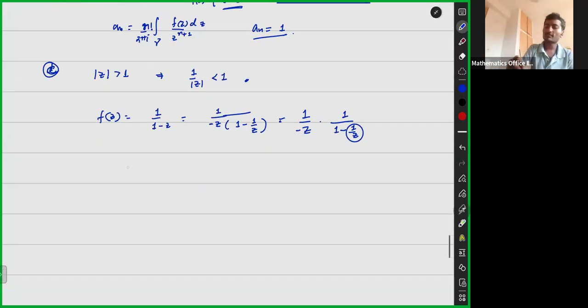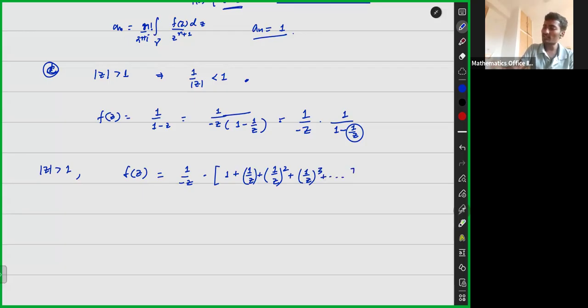So what we get here, f z, when mod z is bigger than 1, f z is equal to 1 by minus z into this series 1 plus 1 by z plus 1 by z square plus 1 by z cube and so on. Now we are taking the same series, but not in z, but in 1 by z. Multiply by 1 by minus z inside. So it becomes minus 1 by z minus 1 by z square minus 1 by z cube, because of this minus.